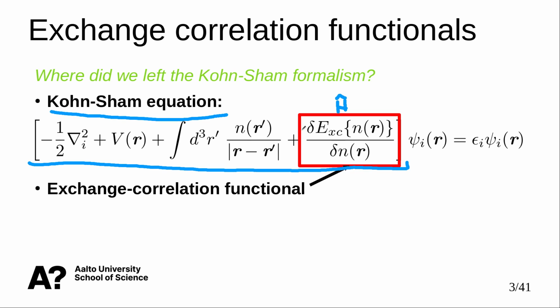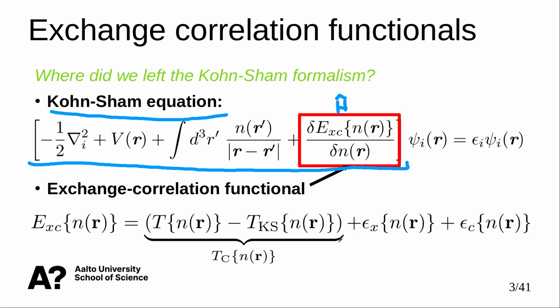The last part of that Hamiltonian is the exchange correlation functional, which consists of 3 contributions. The first one is the difference between the Kohn-Sham kinetic energy and the true kinetic energy of a multi-interacting electron system, whereas the Kohn-Sham only treats the electrons as non-interacting.